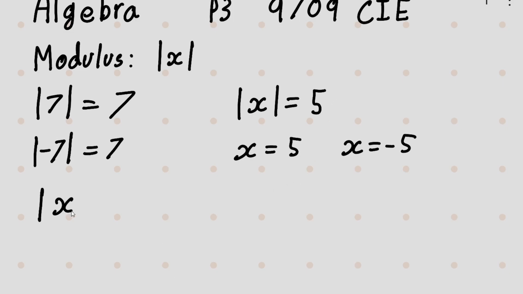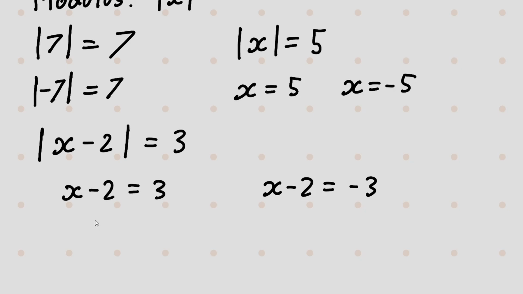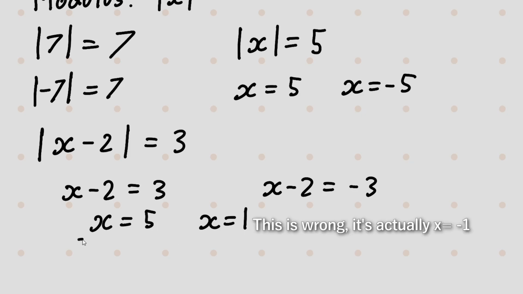What if we had modulus of x minus 2 equal to 3? What you're going to do now is split this into two different equations. One is going to be the original one, x minus 2 is equal to 3, and the other one is just x minus 2 equal to -3. So what we get now is x equals 5 and x equals -1. These are your two solutions for this question.